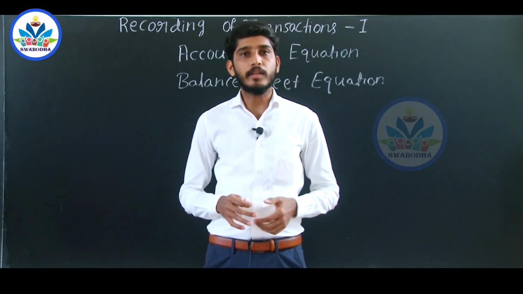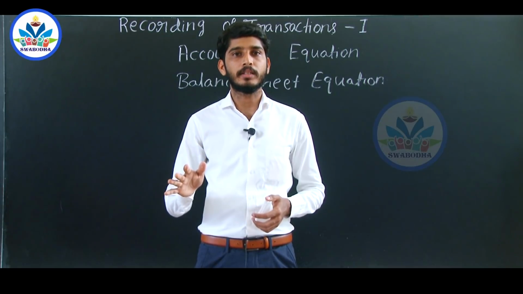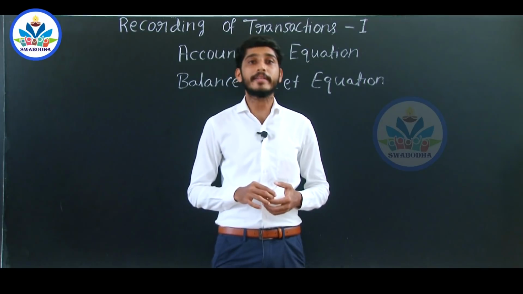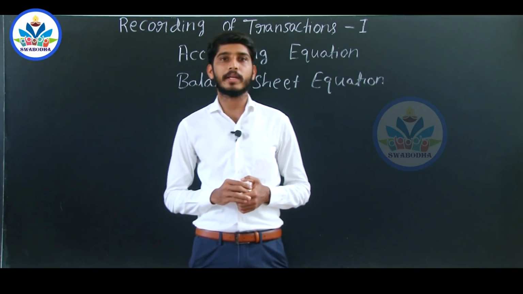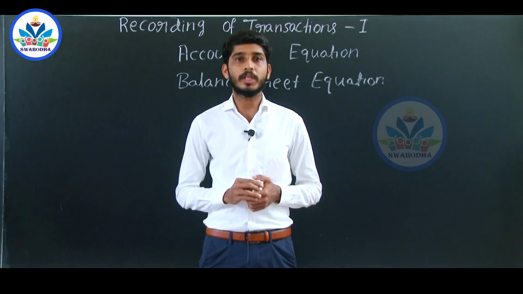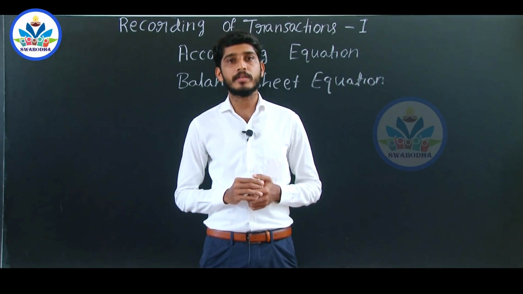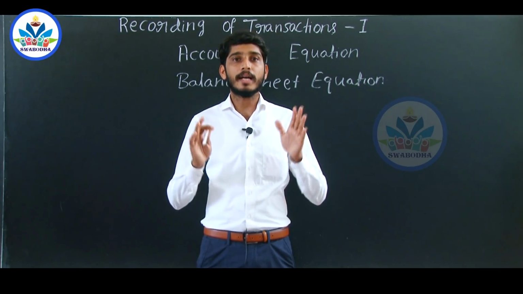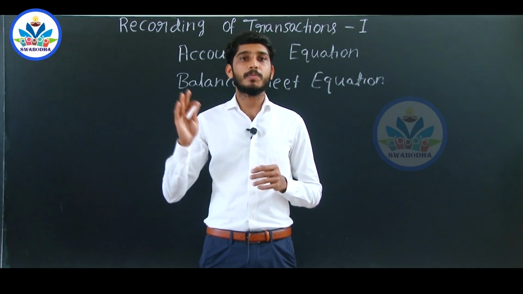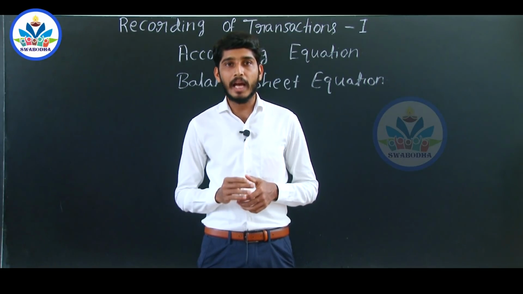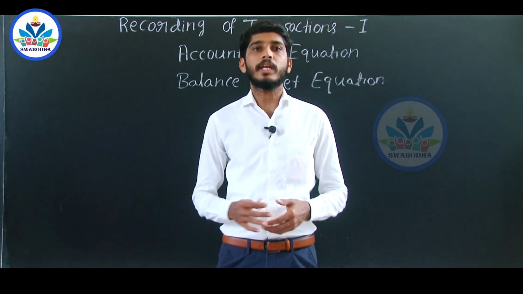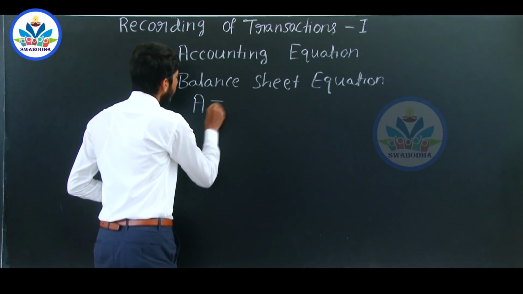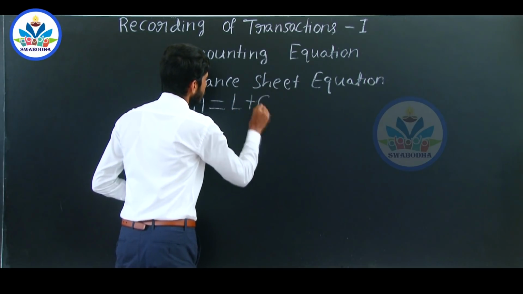Accounting equation signifies that on a given date, or as on a particular date, the assets or resources which are owned by the business organization must be equal to the liabilities and owner's contribution. Or in simple terms, on a given date, the assets of the business organization must be equal to the liabilities and the capital amount. The accounting equation goes like this: A is equal to L plus C.